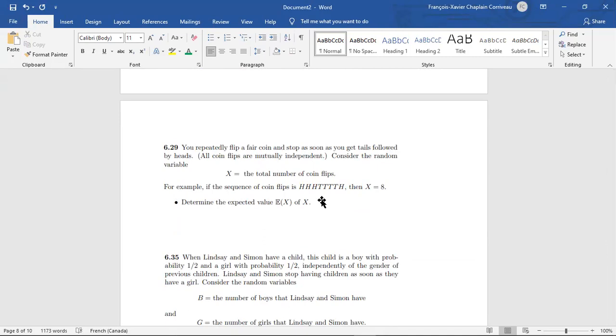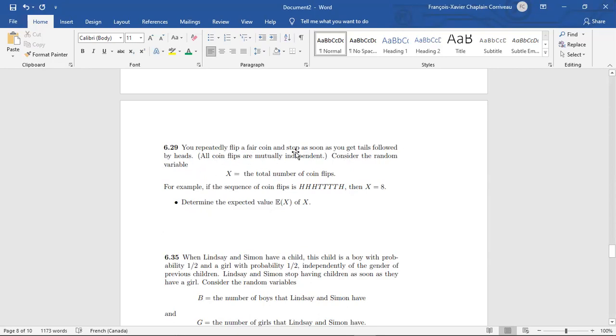Okay, so here, we repeatedly flip a coin and stop as soon as we get tails followed by heads. Consider the random variable X equal to the total number of coin flips. For example, if the sequence looks like this, then X is equal to 8. We end at tails followed by heads. We want to find the expected value of X.